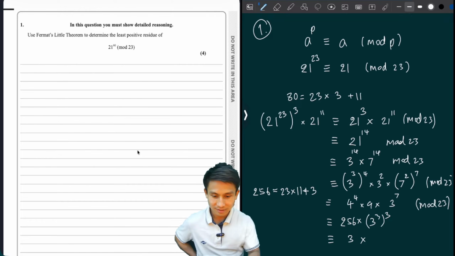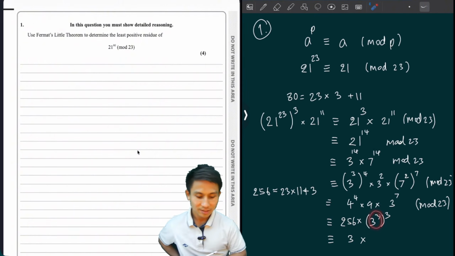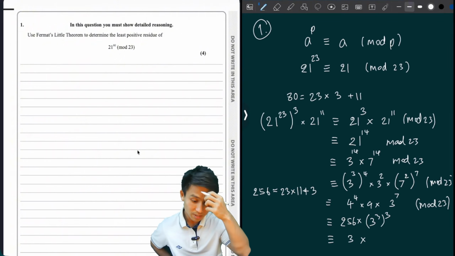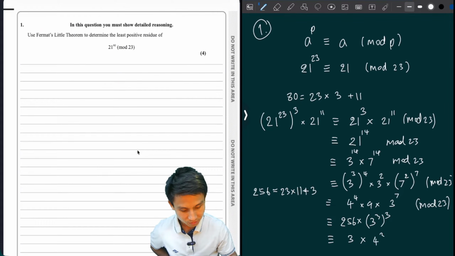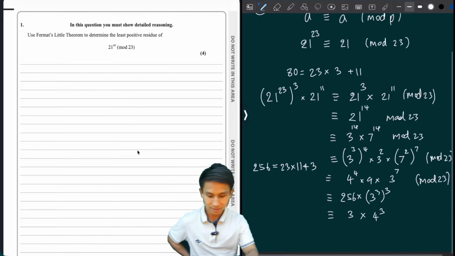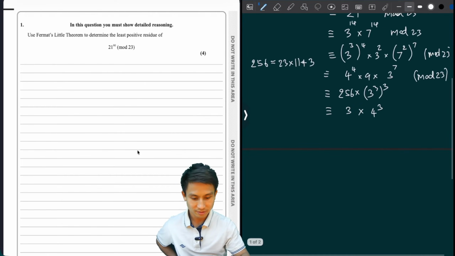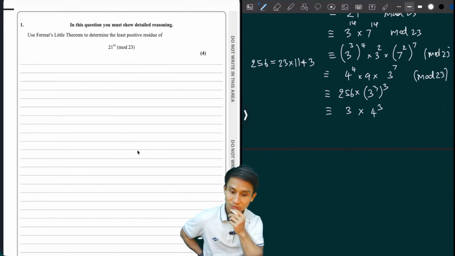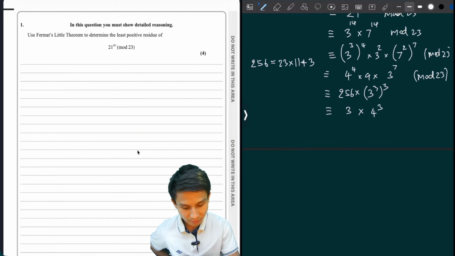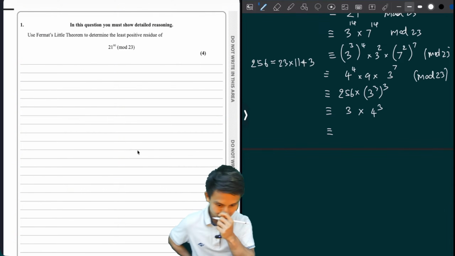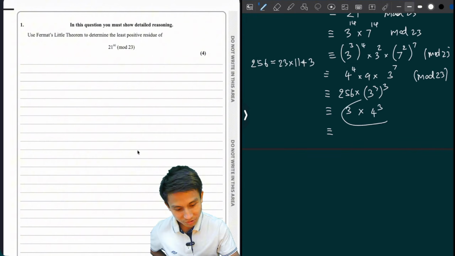Multiply. Well, that's again the same thing. 27 here. If you divide 27 by 23, you get remainder 4. So that's just going to be remainder 4 to the 3 again, right? So I'm just going to keep going here. Yeah, so the least residue. We got to keep going. So that's, yeah, I'm just going to multiply all this, yeah?